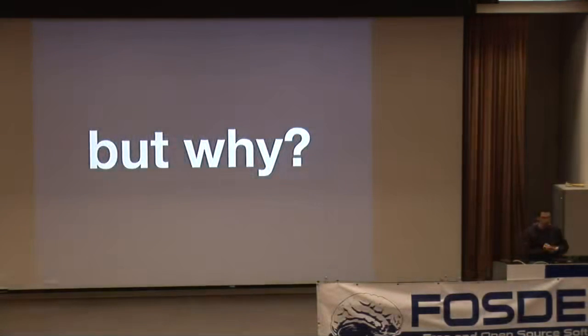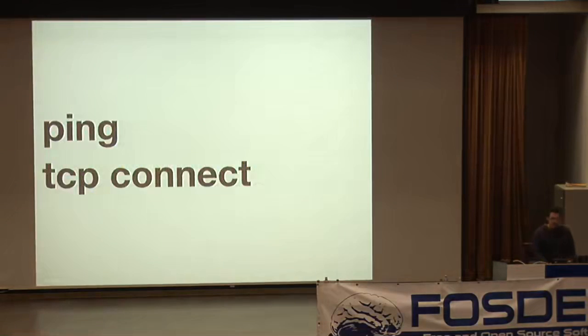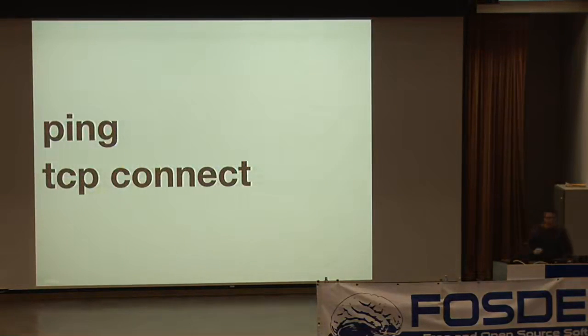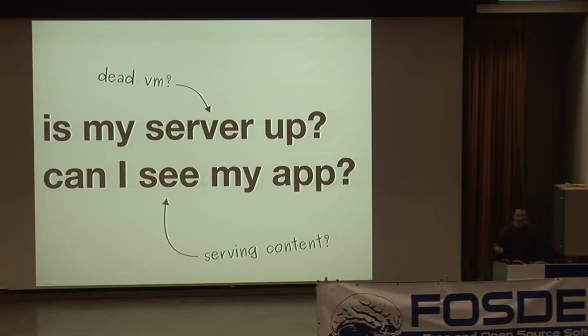So the question is then, why would I want to do this? The thing about monitoring right now is that most checks are actually asking the wrong questions. Most checks are doing some sort of ping or a TCP connect to verify that something is the way that you expect it to be. And those things are basically asking, is my server up, or can I see my application? Right. That doesn't deal with a bunch of edge cases like a VM going down and the network stack being up. Obviously, it's still going to respond to ping, right? Or it doesn't matter if your web server is up, if you're serving 404s all the time or 500s, it doesn't really matter, right?